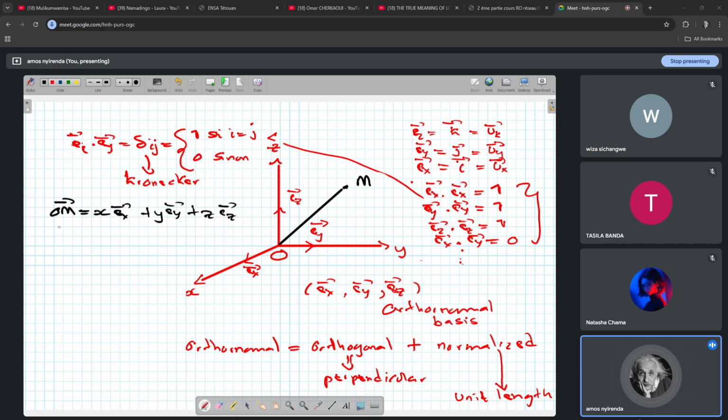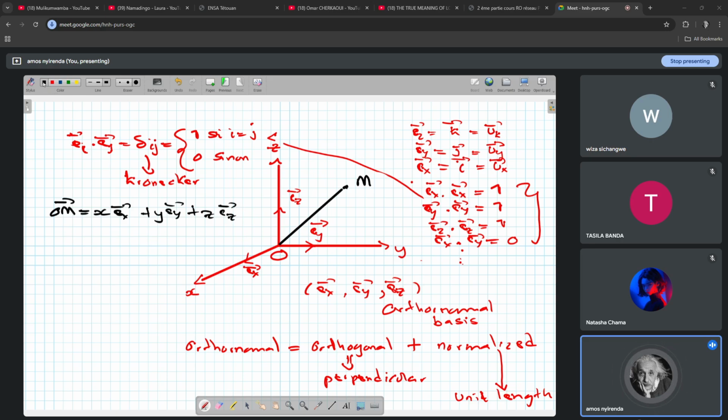So this is the position vector. Any vector in space is going to have this representation. It is going to have x, y, z, and then we have EX, EY, EZ. Is that okay? So let's take a few examples here.